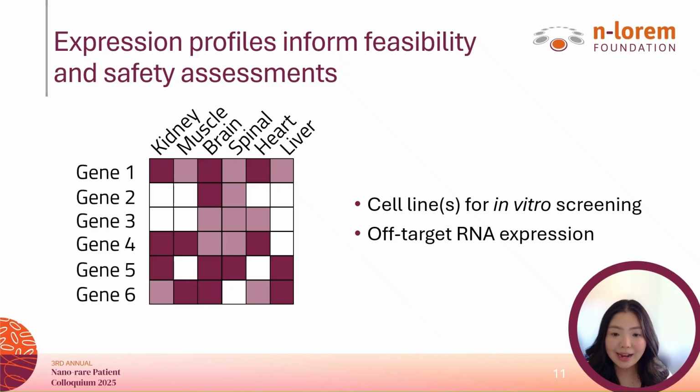So for example, is a gene expressed in multiple different cell types, or is it expressed in only one? This is going to help us to identify if we actually have a cell line that we can use for in vitro screening. And then for our safety assessments, depending on the way that an ASO is going to be delivered, we may see that we have a potential off-target effect with an ASO. However, if the off-target RNA is not actually expressed in the tissue that we are going to target, then in this case it may not be that much of a concern.